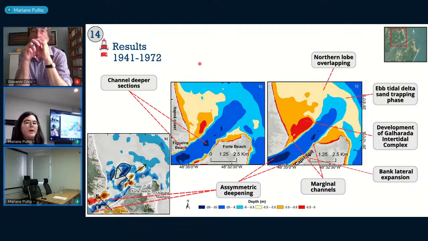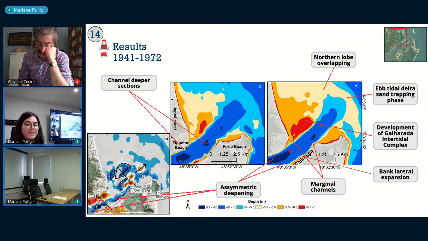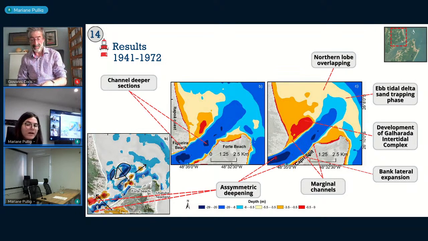So, the second period, 30 years of analysis, we have those deeper and shallow sections of the channel being again substituted by a probably ebb-dominated channel at the northwest bank. This created an asymmetric deepening, which means that this bank was much more scoured than the other one.